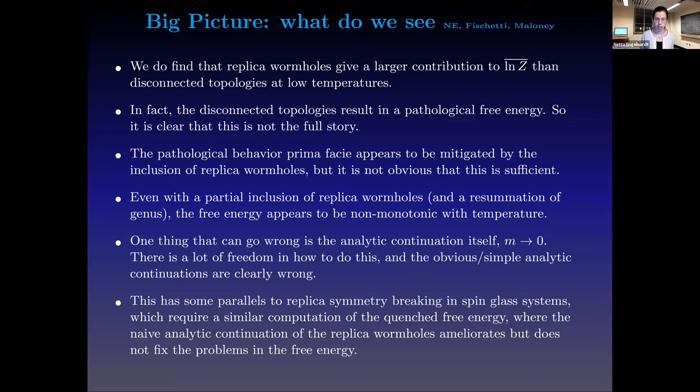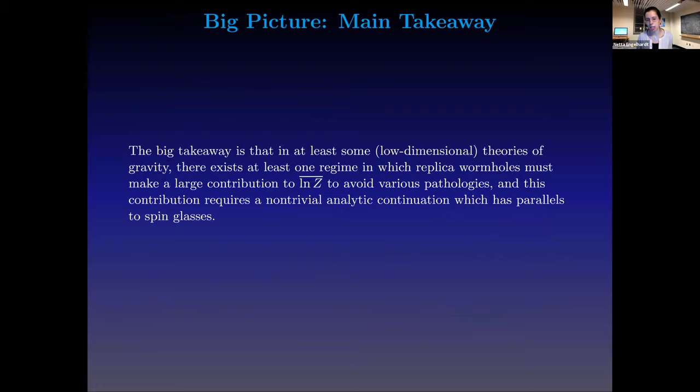The big takeaway I would say here is that, at least in some low dimensional theories of gravity, there exists at least one regime in which replica wormholes make a large contribution to log Z. And this is what helps you avoid various pathologies. This also requires a non-trivial analytic continuation that has parallels to spin glasses. This is the big takeaway, but there are a lot of subtleties in here and a lot of interesting points that I'm now going to talk about.